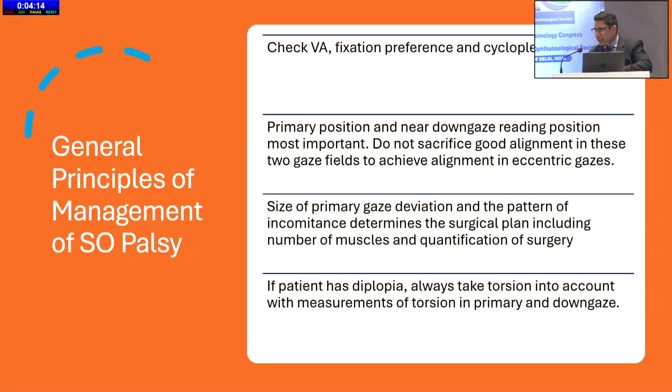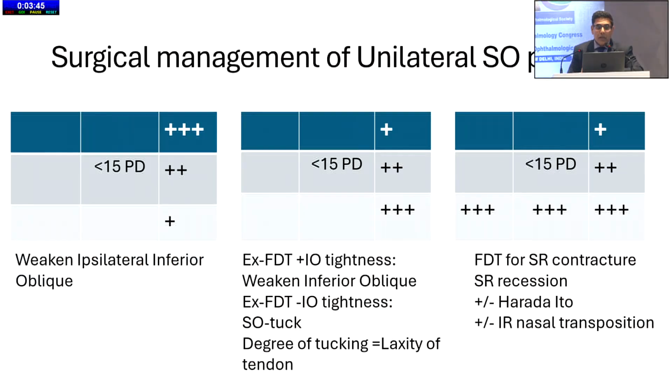So, the general principles of management. One important principle is not to sacrifice good alignment in primary position and down gaze to achieve alignment in eccentric positions. The size of the primary gaze deviation and the pattern of incompetence determine the surgical plan, including the number of muscles and the quantification of surgery. So always look at the torsion as well, like we talked about. Let's talk about some case scenarios.